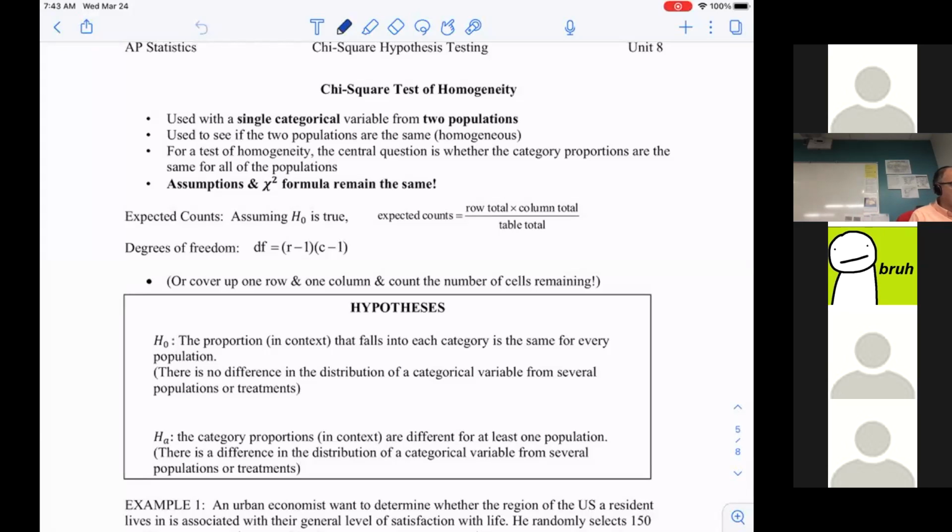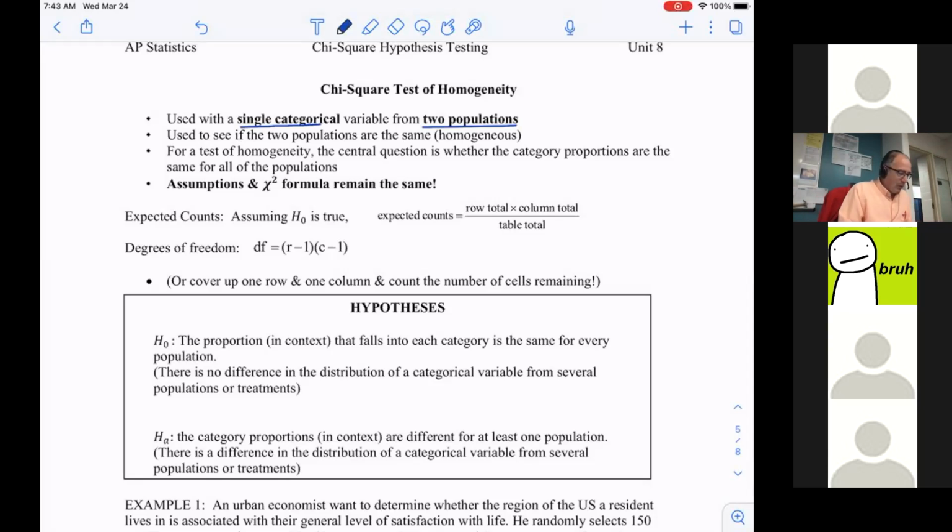So last time we did the chi-square test of goodness of fit. Today is going to be the test of homogeneity. What happens with homogeneity is we use a single categorical variable, but we're going to do this from two different populations. Basically we're going to see, do they match up? Are they the same from the two populations? So instead of testing our goodness of fit against something that's already known, we're going to do essentially the same thing, except with two populations.